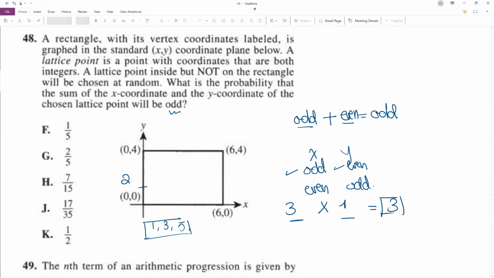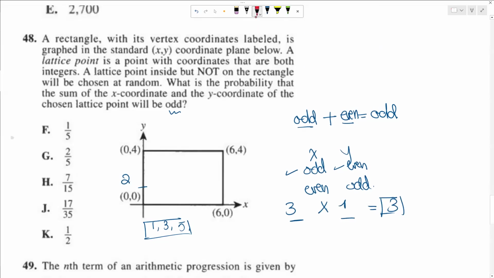Now, on the other hand, if I decided to choose the x as even, how many even possibilities do I have? I have either the 2 or the 4. So there are 2 possibilities for the x's. In that case, I have to choose odd for the y's. How many odd possibilities do I have for the y's? It's either 1 or 3. So there are 2 possibilities. Now I have to multiply those and that would get me 4. In total, these are 7 possibilities.